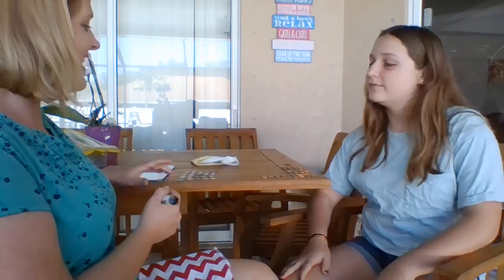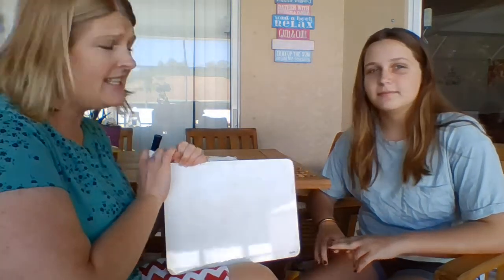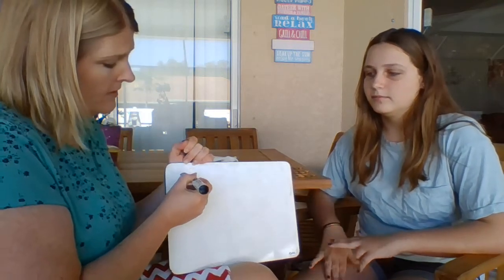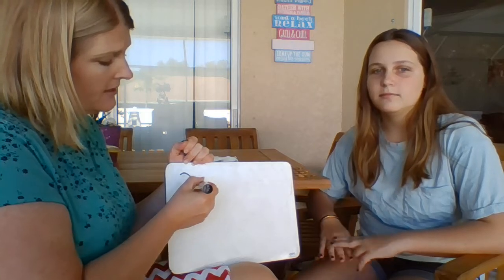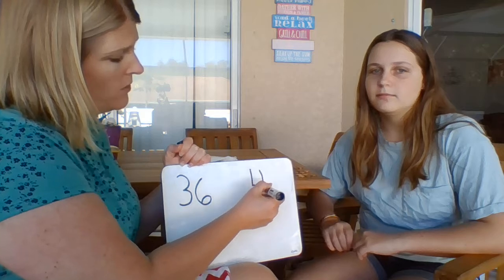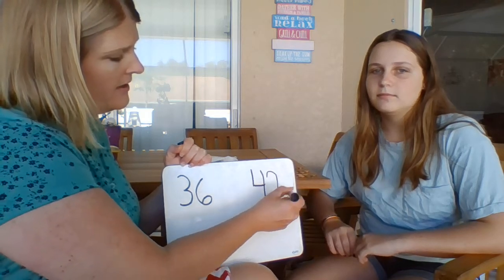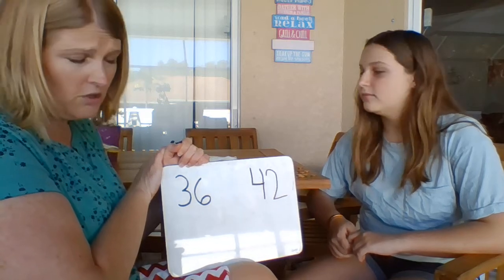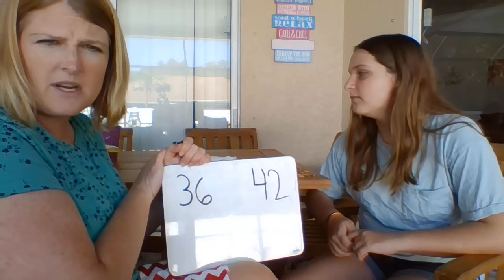So we have our pennies put into groups of tens and ones. Here's our last step. We now have to write a number sentence that shows who has more or who has less. So I'm going to write down my number, 36. I'm going to write down Blair's number. She has 42. Fantastic. And we're going to put that greater than, less than, or equal to sign in there to show it. So which one is more?